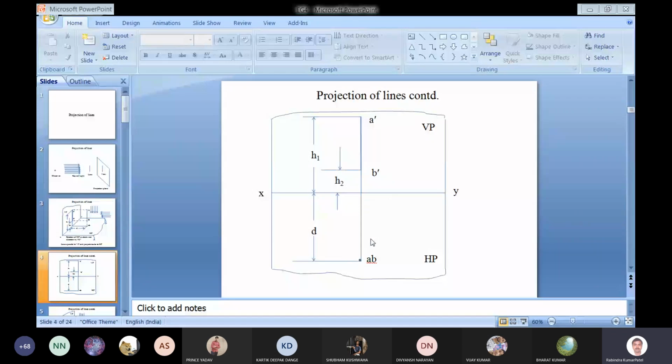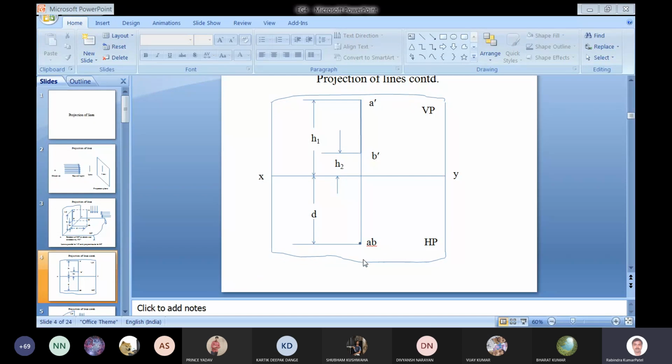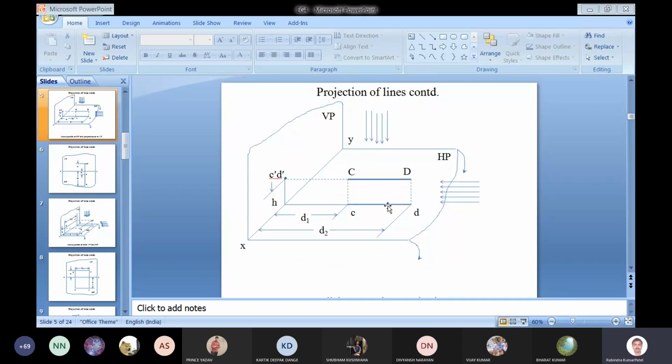So you can see the point notation which is given for the projection in the horizontal plane is ab, and the projection of the same line in the vertical plane is A dash B dash. So you can observe here, this is A dash B dash, the projection of the line onto the vertical plane, and this is called the front view, and the top view in this case is just a point.